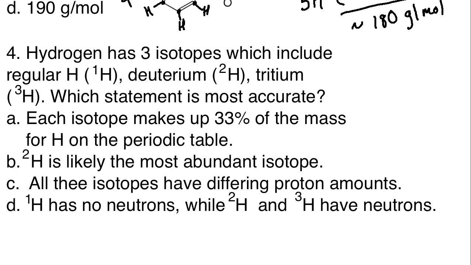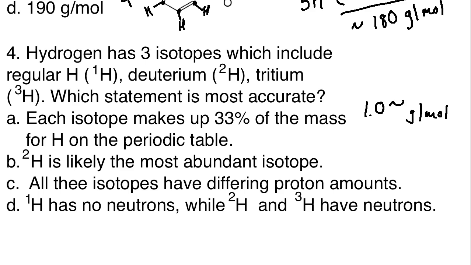All right, so time for the theory question. Number 4, hydrogen has 3 isotopes, which include regular hydrogen, deuterium, which is H2, and tritium, which is H3. Which statement is most accurate? Each isotope makes up 33% of the mass for hydrogen on the periodic table. Well, that's not true. If we look at the mass of hydrogen on the periodic table, it's approximately 1. It's about 1 gram per mole, or 1 AMU for the hydrogen.